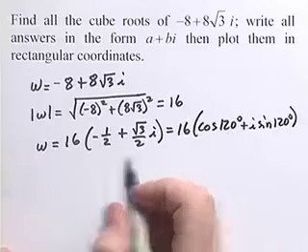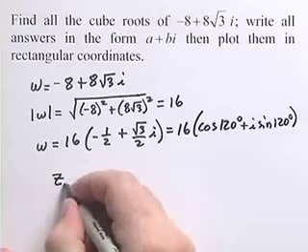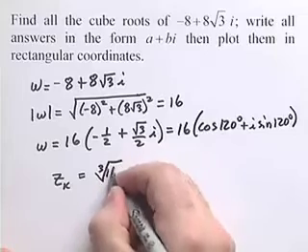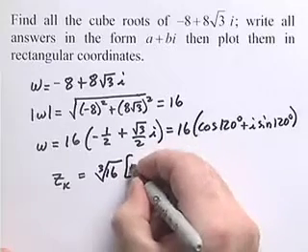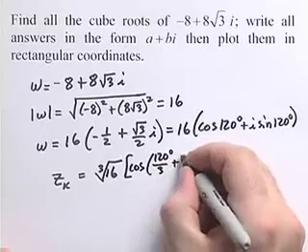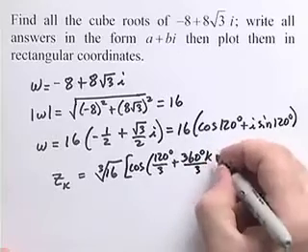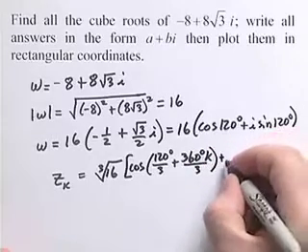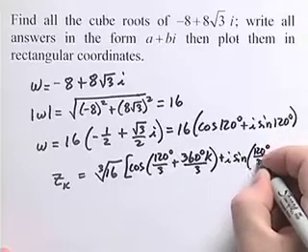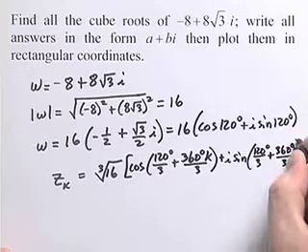Using de Moivre's theorem, the three distinct third roots of w are going to be given by z sub k equals the cube root of 16 times cosine of 120 degrees over 3 plus 360 degrees times k divided by 3, plus i times the sine of 120 degrees over 3 plus 360 degrees times k over 3.